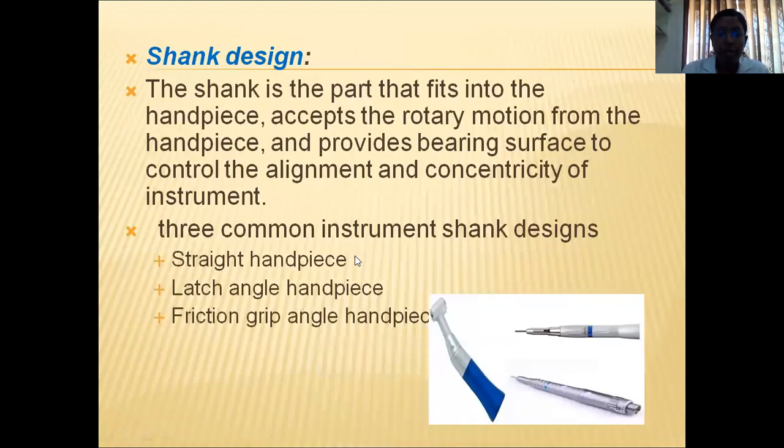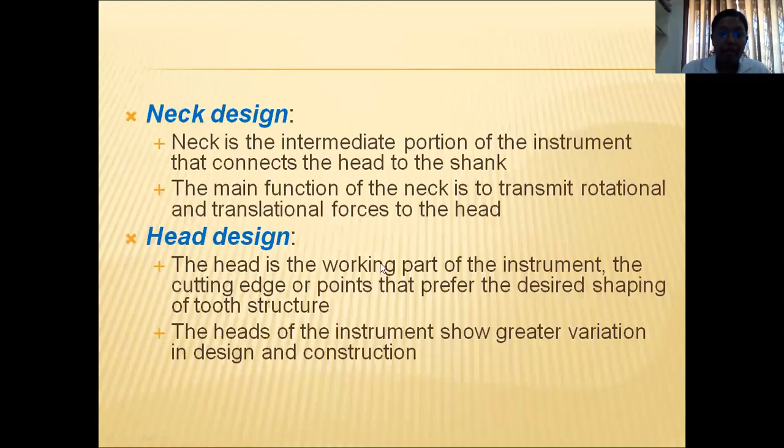Coming to the shank design, there are 3 common instrument shank designs. It can be a straight handpiece, a latched handpiece, or a friction grip handpiece. The neck is the intermediate portion of the instrument that connects the head to the shank. The main function of the neck is to transmit the rotational and translational forces onto the head. The head is the major part of the instrument, the working part. The burr or the abrasive stone is held in position intraorally with the help of the head.